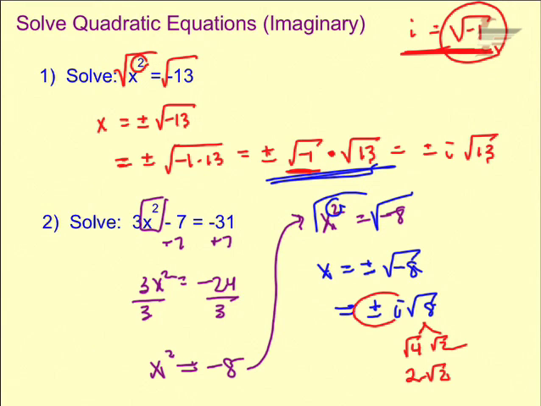So we still have this plus or minus i out in front. And our final answer is plus or minus 2 times i times the square root of 2. So there you go. That's how we can get around when we're solving an equation and we get to that square root of a negative number. We throw the imaginary number in there so that we can actually work with it.